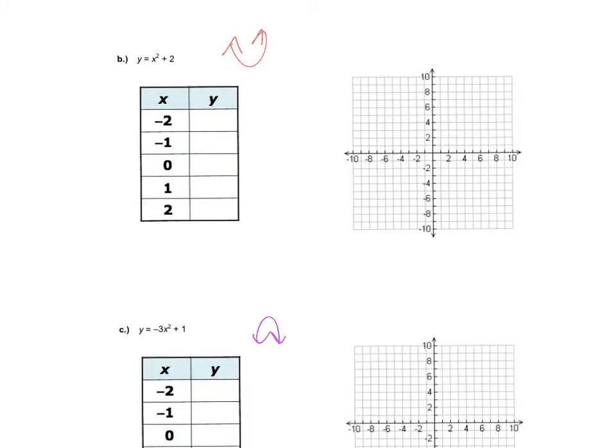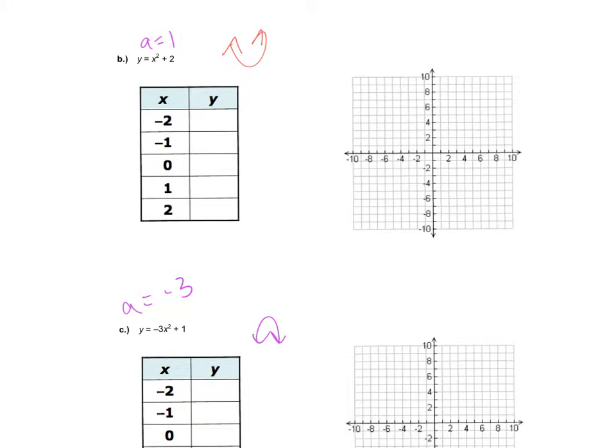Now, how about the width? What is A equal to for the first equation? 1. A equals 1. What about the second one? A is equal to negative 3. The negative just told me that I opened down. Who's bigger, 1 or 3? 3. So who's going to be wider? The wider one is going to be the one that has the smaller value of A. Smaller the A, wider the graph. Larger the A, narrower the graph.